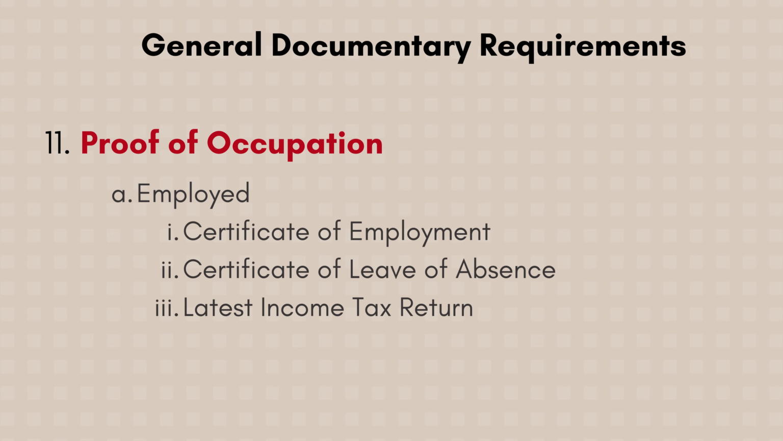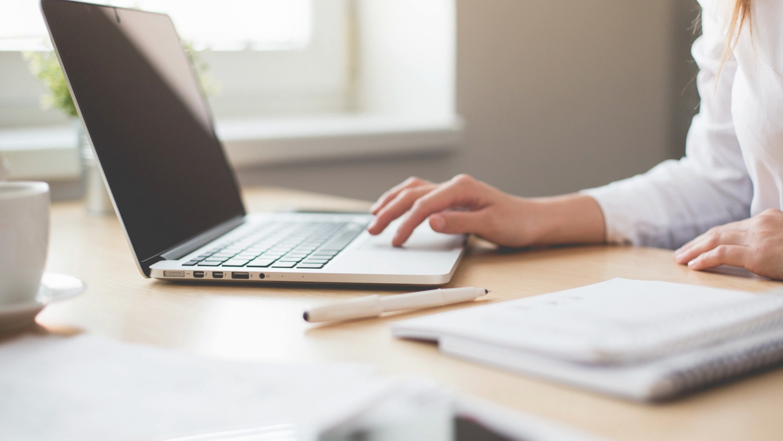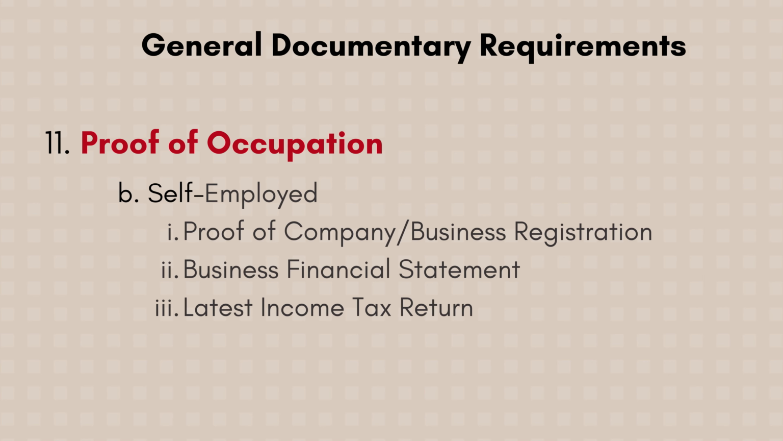And 11, proof of your occupation. I have divided it into three. For employed applicants, you need your certificate of employment, your certificate of approved leave of absence, and your latest income tax return. If you are self-employed or you own a particular business or company, then proof of company or business registration, your business financial statements, as well as the latest income tax return.